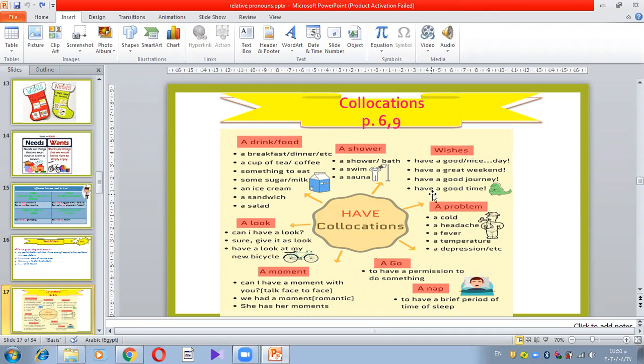Problems like health problems: cold, headache, fever, high temperature, depression. Okay, have a go. What is meant by have a go? To have permission to do something. A nap. Do you remember what's a nap? A short time for sleeping, especially in the middle of the day. Let's see examples for these words.